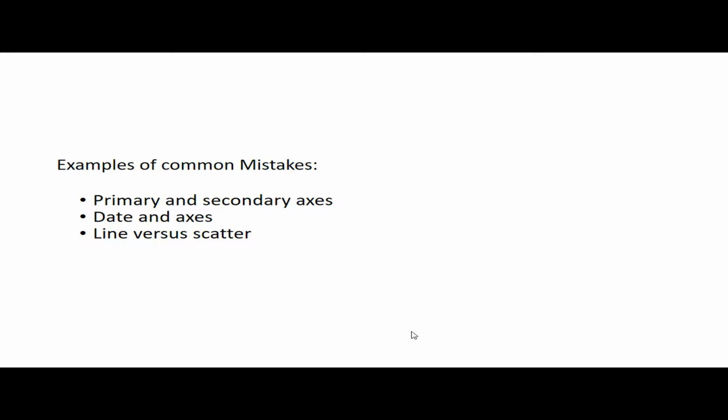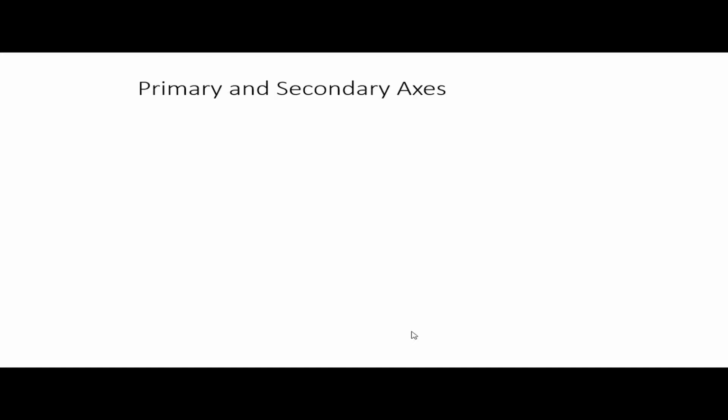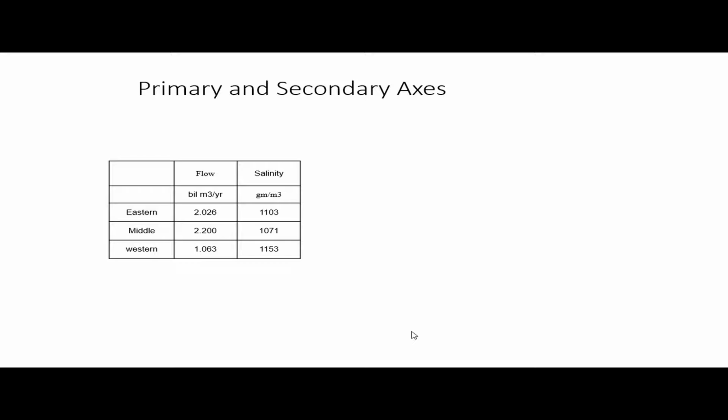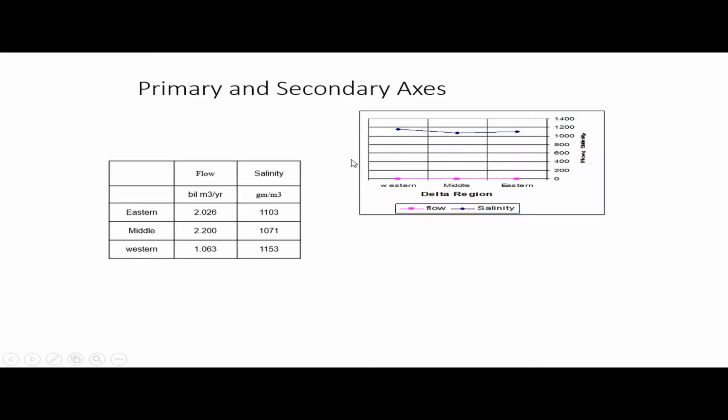I call them that, but to explain them, I get into this example here, where we have a table of data showing the flow in the eastern, middle, and western delta expressed in billion cubic meter per year, and the salinity expressed in gram per cubic meters. You notice here that there are big orders of magnitude between the numbers here and the numbers here. If you plot them together using the same y-axis, this is what you get.